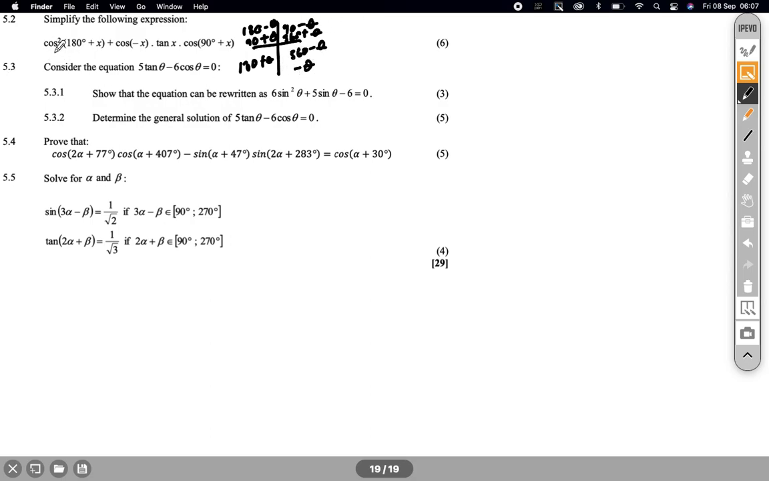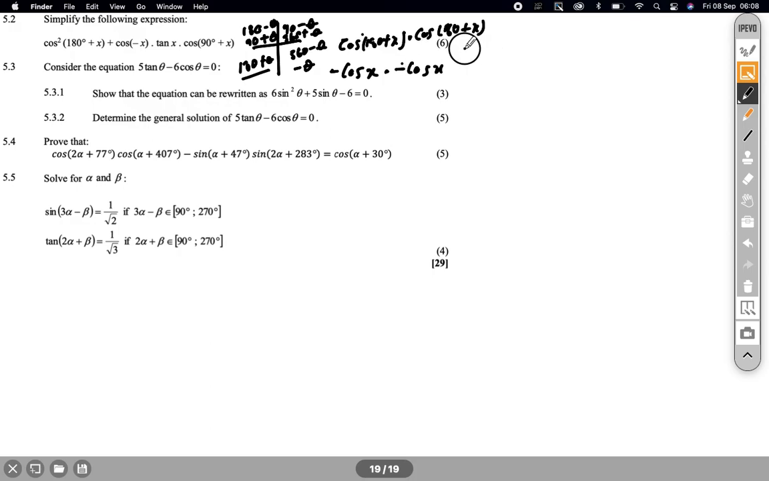Okay, so now we have cos squared (180 plus x). So 180 plus x is in the third quadrant. How is cos there? Cos is negative. But now, remember we have cos squared. That means we can write it as cos(180 plus x) multiplied by cos(180 plus x). So now this is going to be negative cos x multiplied by another negative cos x. Then the negative and the negative will cancel out.